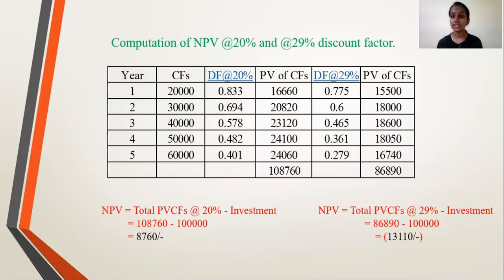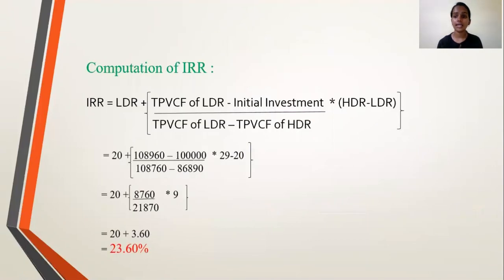Now, how do we calculate the net present value? The formula that I said before: the total of present value of cash flows. Here we have two, that is why I've written at 20% and at 29%. What you do is take the total minus the total investment, and you get the answer. Here you can see for 20% you're getting a positive answer, and for 29% you're getting a negative answer. So if it was two projects, you accept the 20% discount factor project.